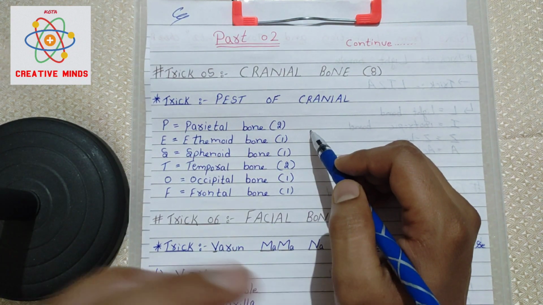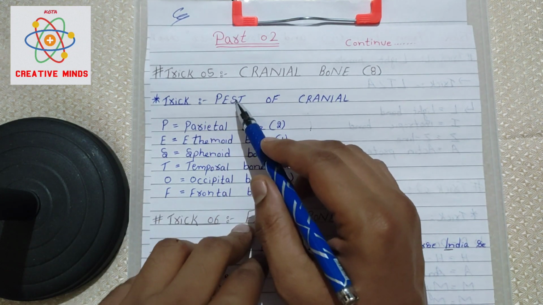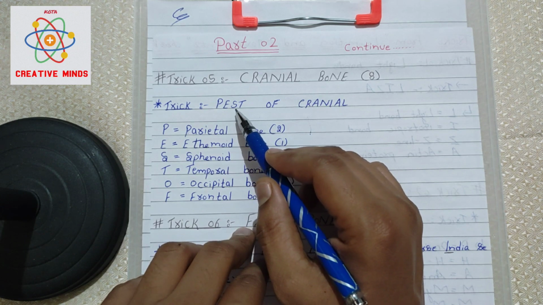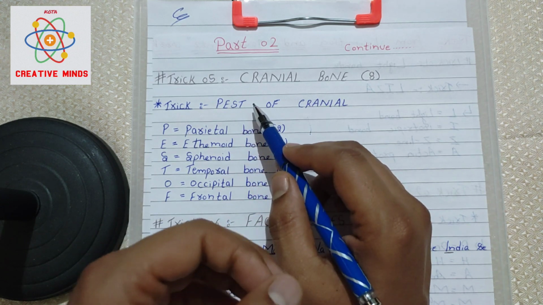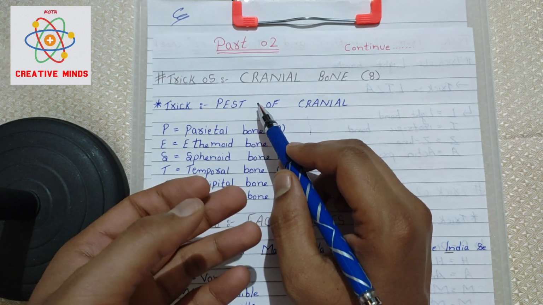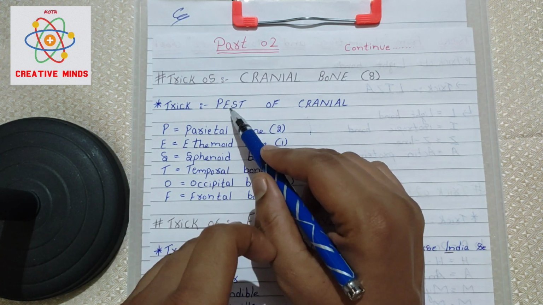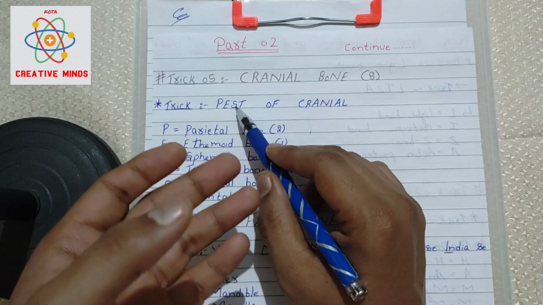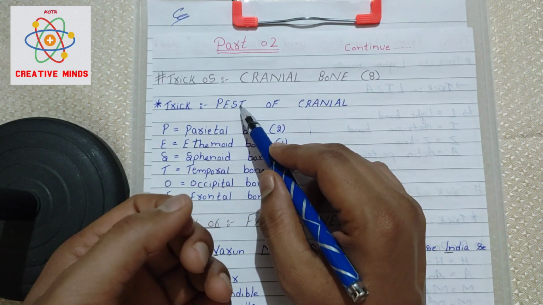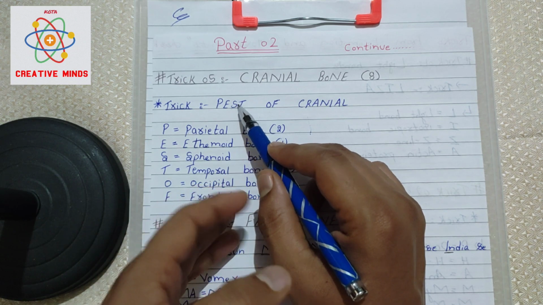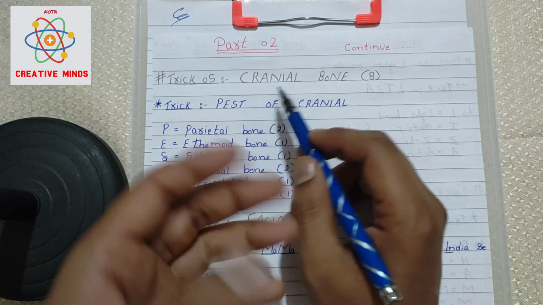In order to provide that hint we have a shortcut trick. The shortcut trick is pest of cranial. You all know pest, right? You might know pesticides, fertilizers, insecticides. Why do they use pesticides and insecticides? To get rid of pests. Pests are organisms which we don't like in our food or in our body. They are harmful, therefore we have to get rid of them.